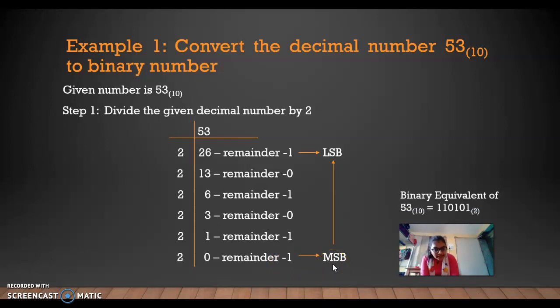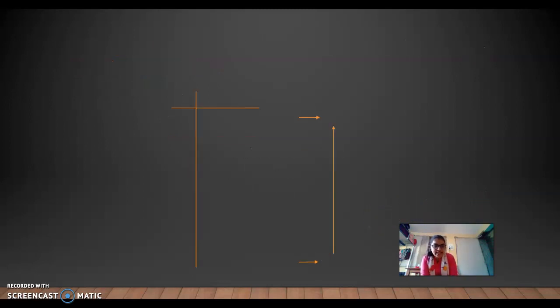Now, while writing the digits, start writing the digits from MSB to LSB. What are the digits then? Digits are 1, 1, 0, 1, 0, 1. This is the binary equivalent of 53 base 10. Let me explain this with another example.